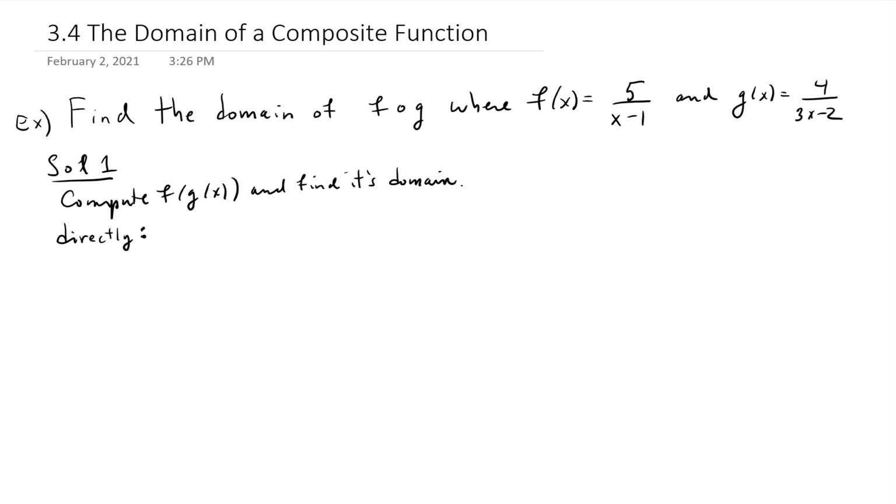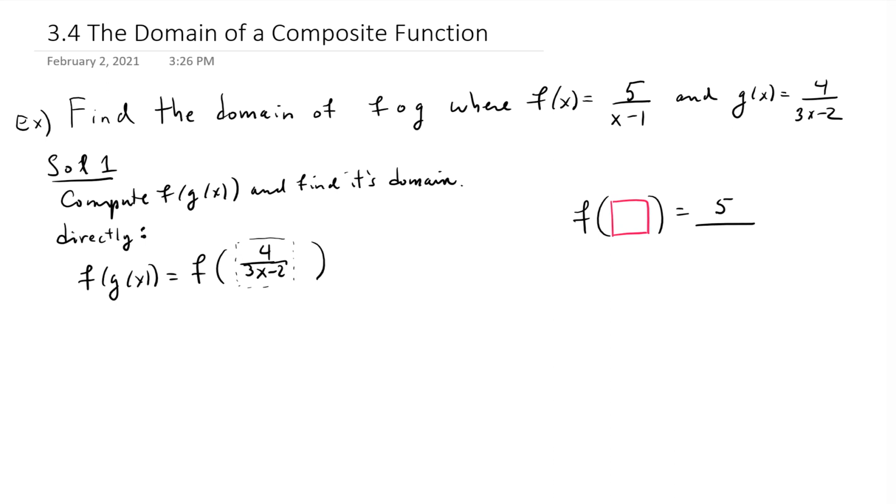Okay, now we have f of g of x. This is f of, so what's g of x? It's 4 over 3x minus 2. So that becomes the input to function f. So remember, function f takes an input. You can replace the input by a box. And the output is 5 over whatever was in the box, to which you subtract 1.